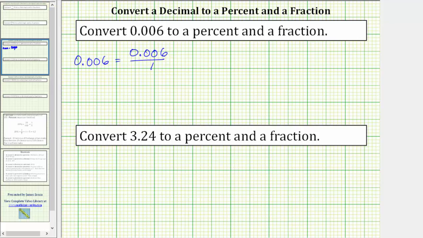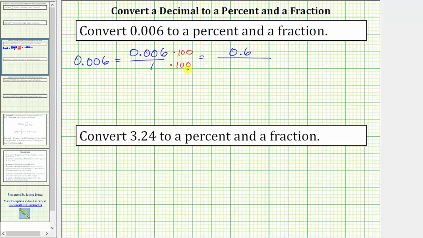the percent. To create an equivalent fraction or ratio with a denominator of 100, we multiply the numerator and denominator by 100. 0.006 times 100 equals 0.6. Remember, the shortcut for multiplying by 100 is to move the decimal point to the right 2 places. If we begin with 0.006, move the decimal to the right 2 places, 1, 2, this does give us 0.6.